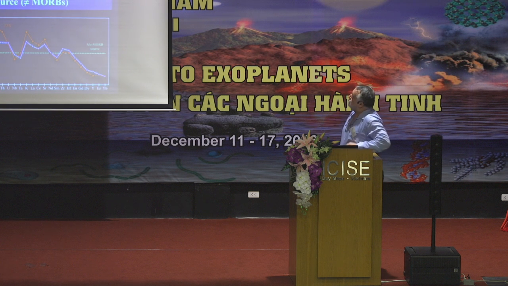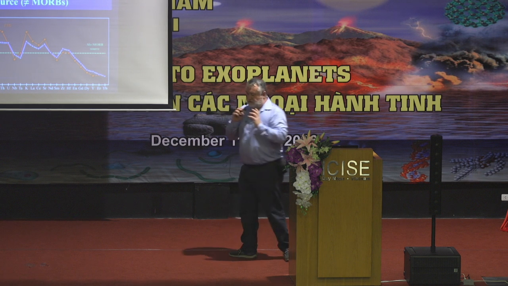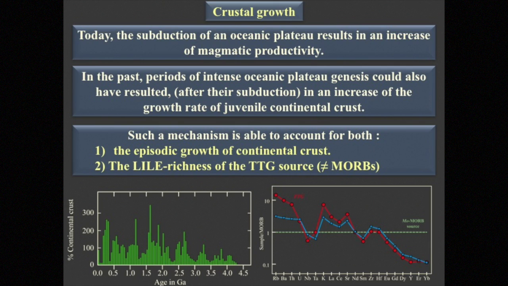So we can jump from this analog to the past and consider that the Archaean TTG have been generated by melting of oceanic plateau, maybe in a subduction environment. If we consider this, we can account for this difference we have seen, and we can also account for the episodicity of the process.